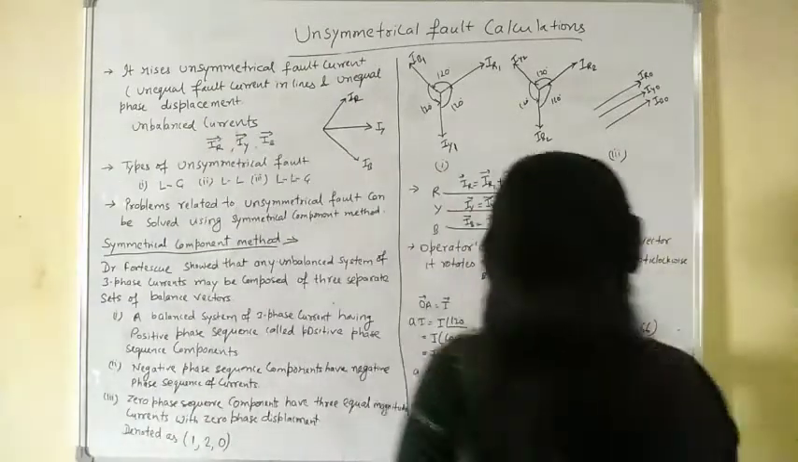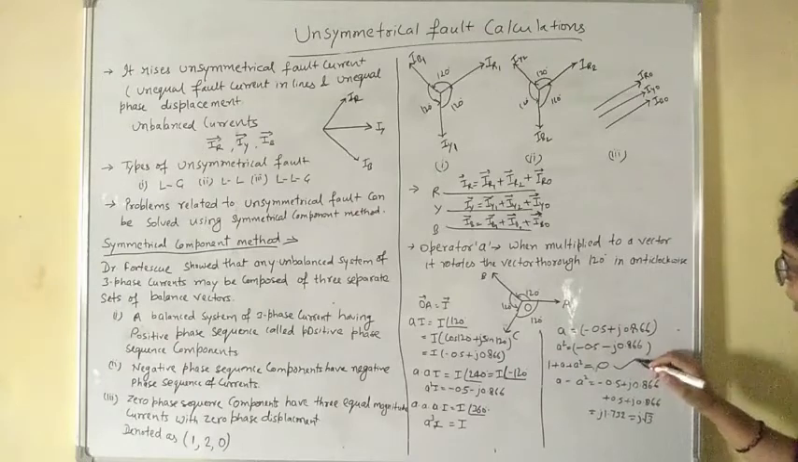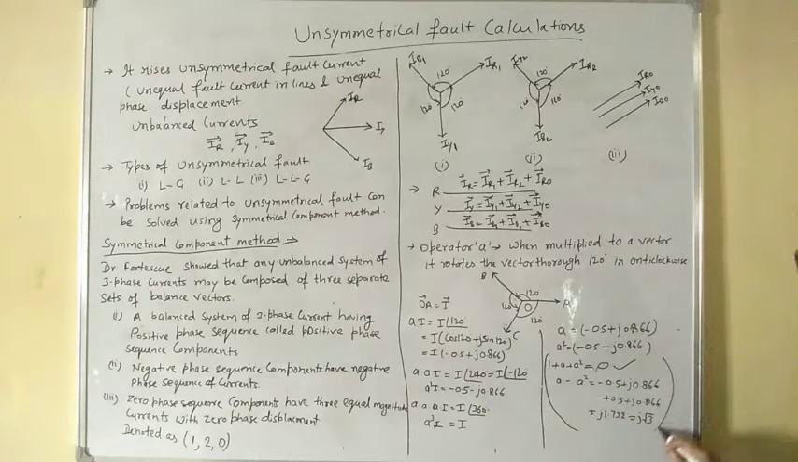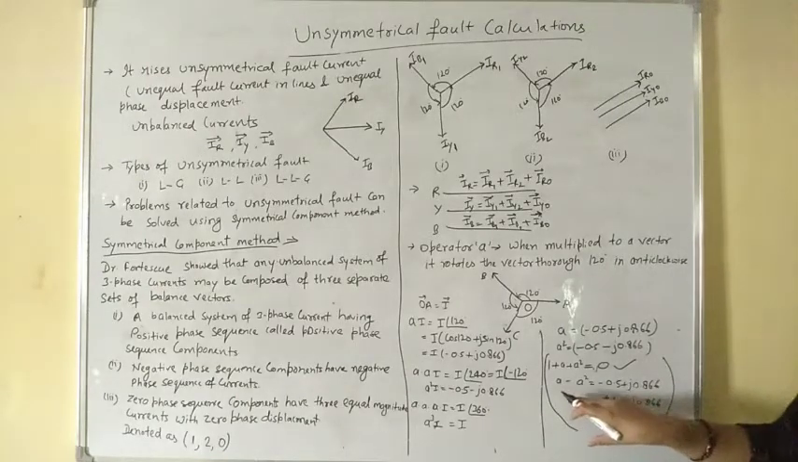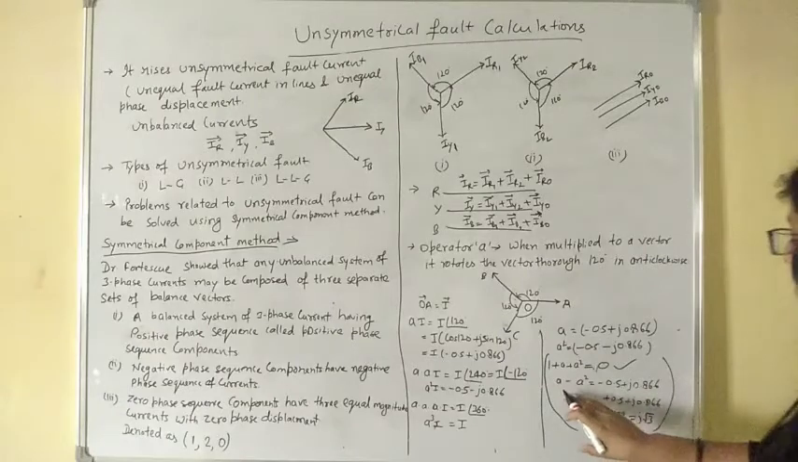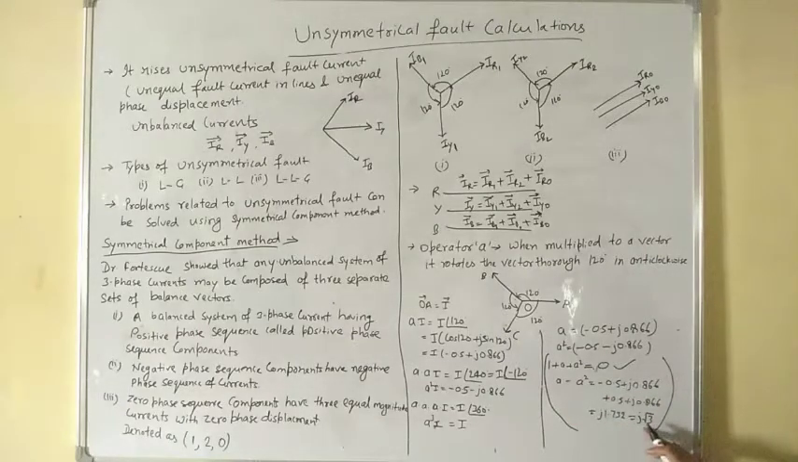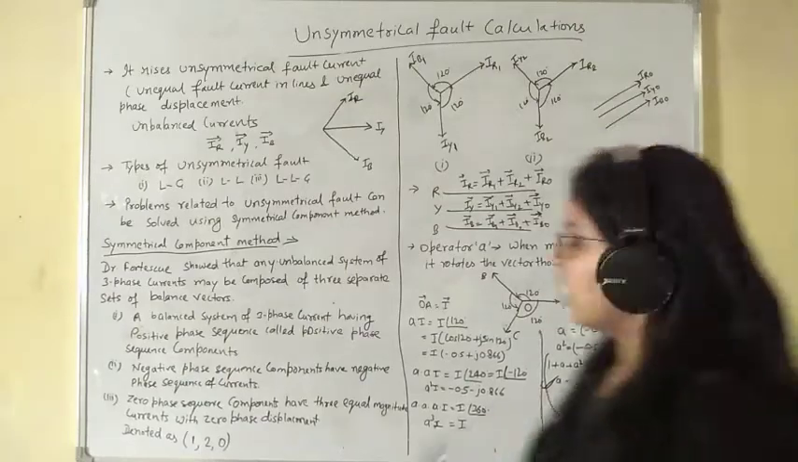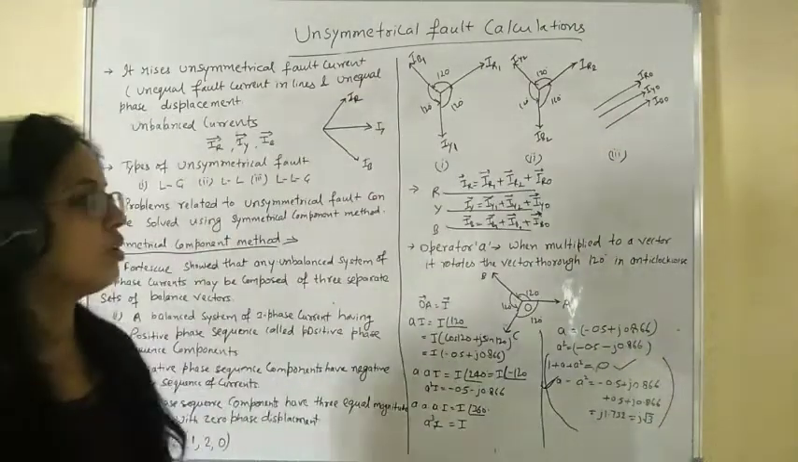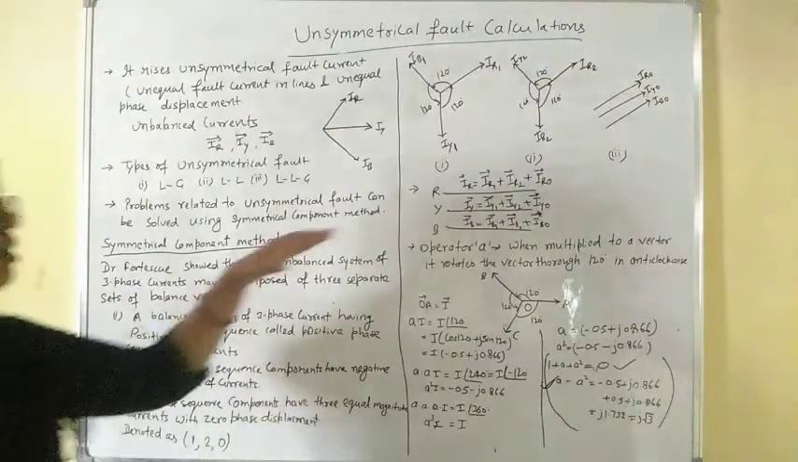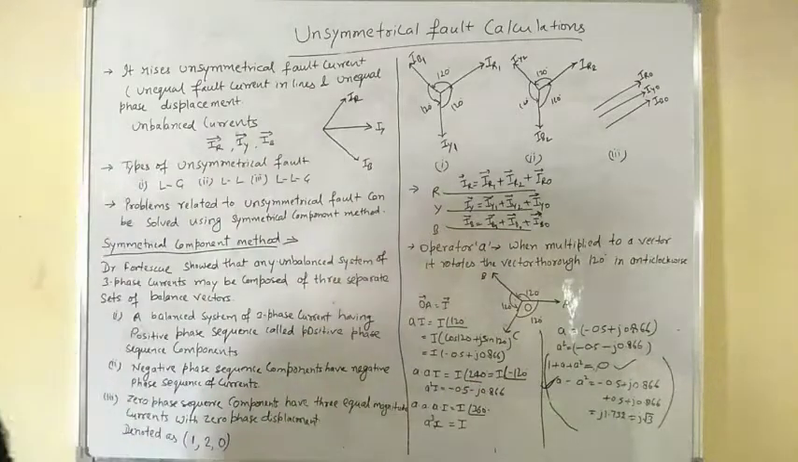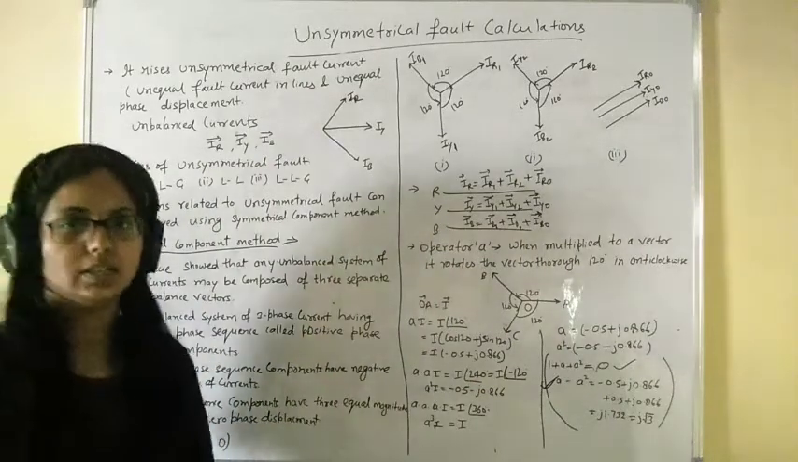So from here there are two conclusions: 1 plus A plus A square is always 0, and when we subtract A square from A we get j root 3. So both these things are very important and they are always asked in competitive exams and in your semester exams also. So study and remember these two points. So thank you. We will proceed further in the next class.